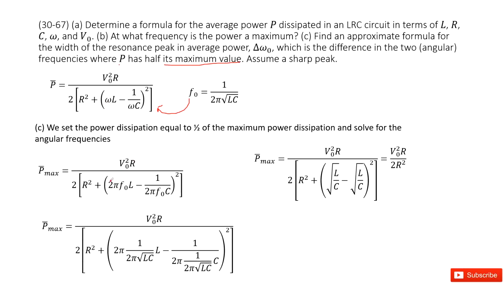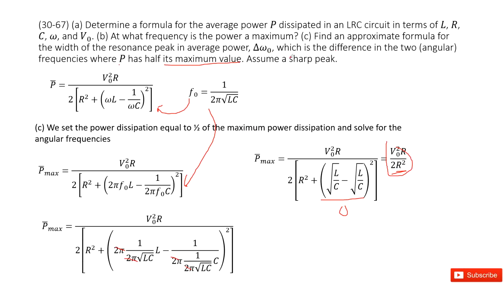So we can replace omega with 2 pi F0. It looks like this one. Now we keep going. As we noted, F0 is 1 over 2 pi square root of LC. So we input it inside. It looks like this one, right? And there you can see 2 pi cancels. This one becomes square root of L over C, and this one also becomes square root of L over C. So this term becomes 0. Then we can simplify it, and it looks like this one. That means the maximum average power is in this term, very simple.